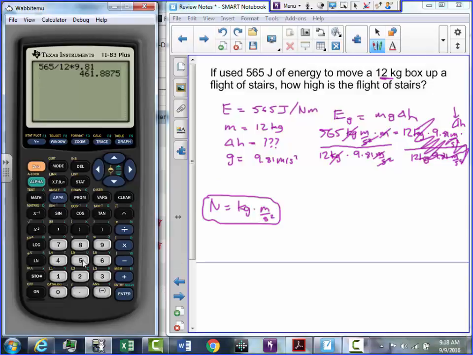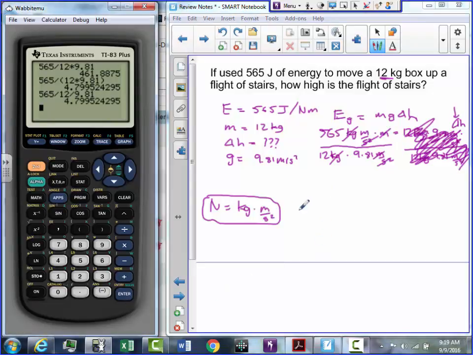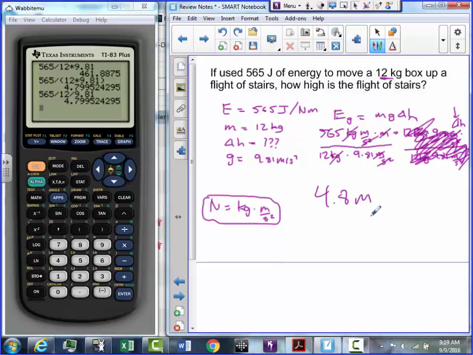So here are your two most likely options. Go 565 divided by, and then use a bracket, 12 times 9.81. That'll work. Or the other option is to do 565 and think of it as, well, you have to divide by 12 because you had to divide the 12 off this side, but you also have to divide off the 9.81. Both of these pieces have to get divided away, and just think of it as doing it individually. Okay, so the stairs were 4.8 meters.